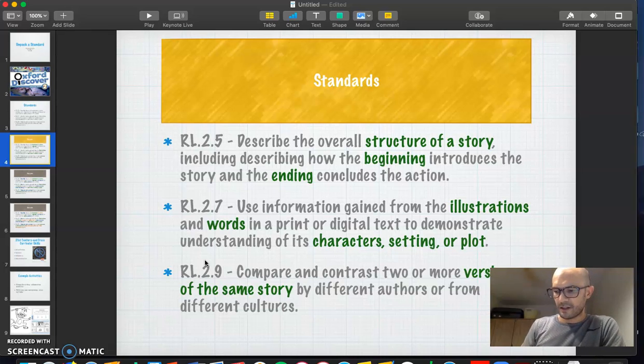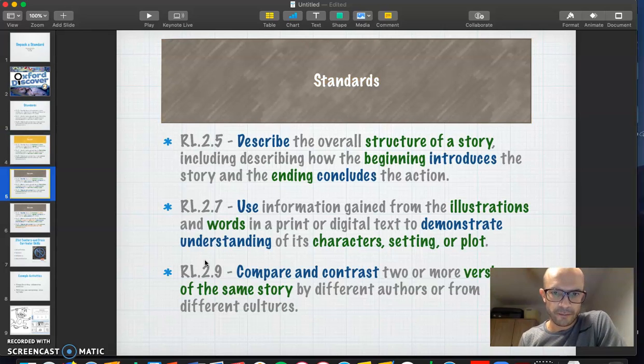So that's the content. The skills involved are for RL 2.5, describing the structure of a story, so describing the beginning and specifically how it introduces the story, and then describing the ending and specifically how that concludes the story. RL 2.7, we're going to use illustrations and words, which demonstrate understanding of characters, setting, or plot. And then RL 2.9, comparing and contrasting different versions of the same story.